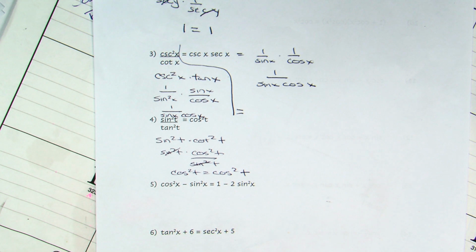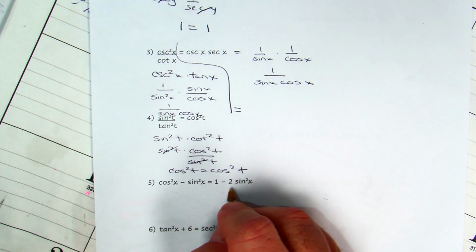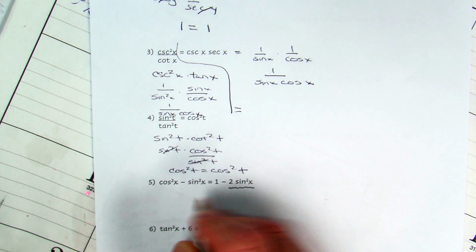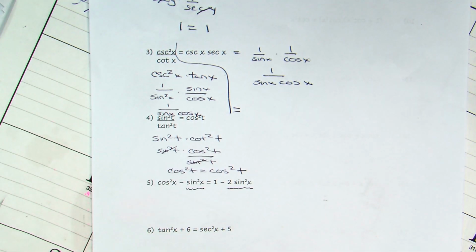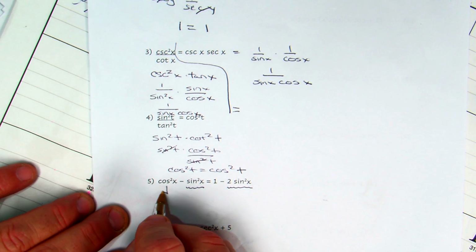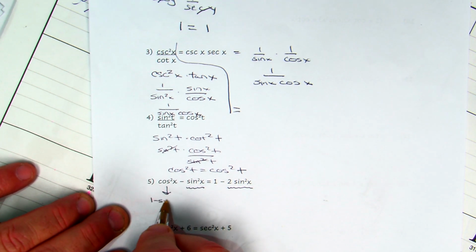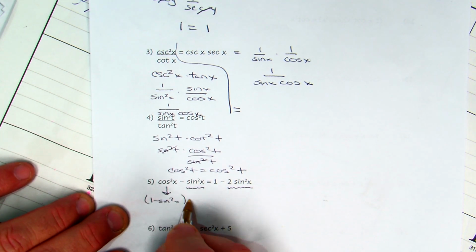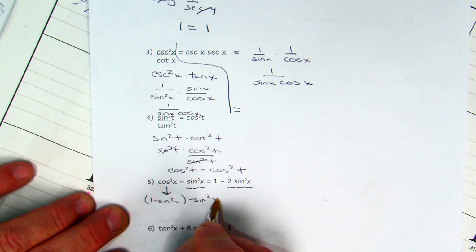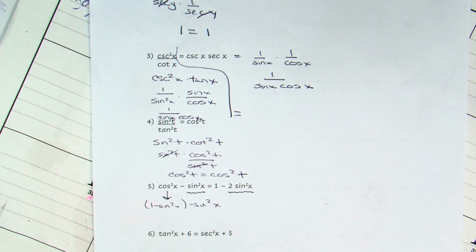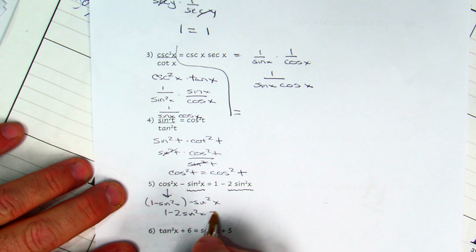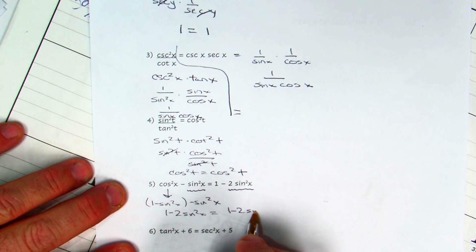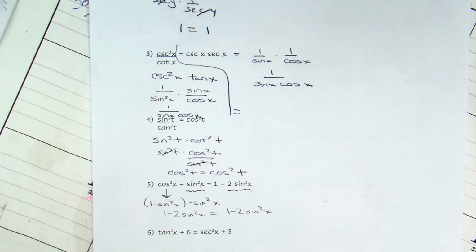All good? Now, see how this one's in terms of sine squared x? This one's in terms of sine squared x. Try to make sure you use that as a guide, which allows me to say cosine squared is 1 minus sine squared x. And then when you combine like terms, you have 1 minus 2 sine squared x equals 1 minus 2 sine squared x, which are exactly the same.